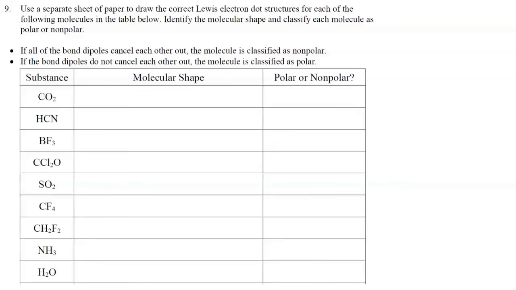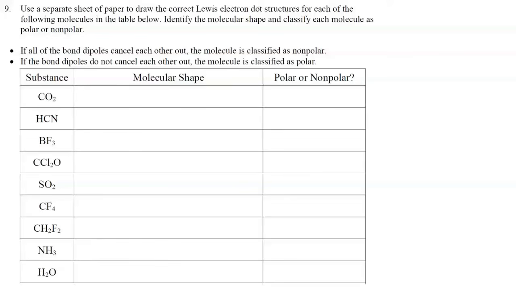This is number 9 from the packet. Use a separate sheet of paper to draw the correct Lewis electron dot structures for each of the following molecules in the table below. Now, on this particular slide, you're not seeing the entire table, but just a portion of the table. There's a total of 17 molecules for you to draw and analyze in this question.